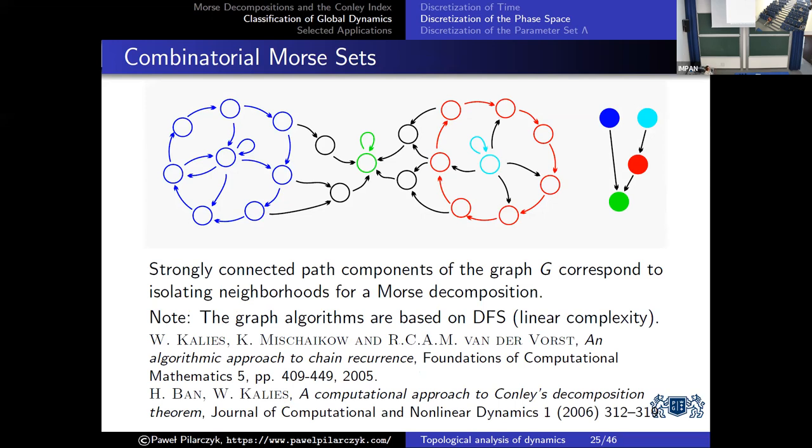A strongly connected component is a collection of nodes or vertices in the graph, so that from each node there is a path in the graph to another node, and back, maybe by another path, to this one. So all these nodes are connected by paths going back and forth in the graph. And it turns out that once we have computed these components, we actually computed isolating neighborhoods for the dynamical system.